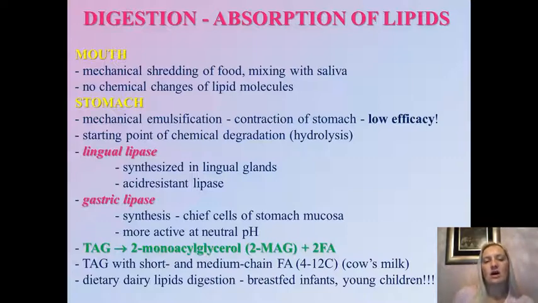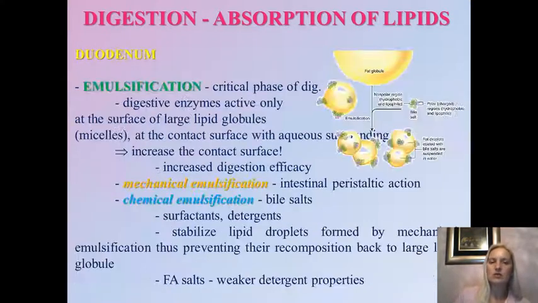So we're moving on from stomach. The content is released by opening of pylorus to duodenum, and the critical phase of digestion in duodenum is actually the process of emulsification. So what is going on, and what was the problem of the gastric phase of digestion?